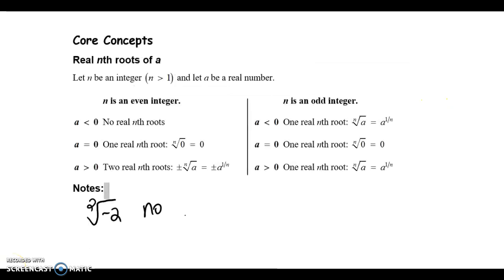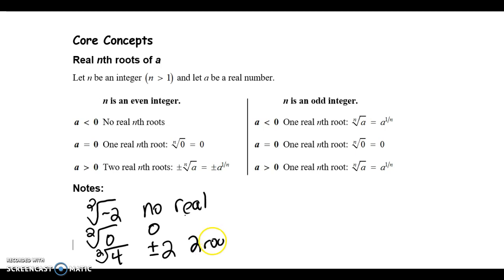Now let's look at the core concepts. If n is an even integer, like we're taking the square root, if we're taking the square root of a negative number, there will be no real roots. If we're taking the square root of 0, the answer would be 0. If we take the square root of a positive number, like 4, then we will get two roots, like positive negative 2. So you could get no real roots, 0 as your root, or two roots, positive and negative.